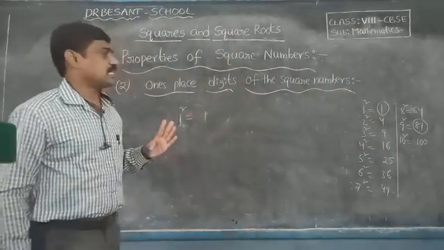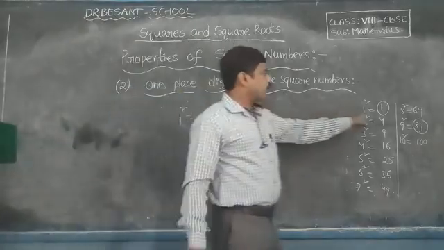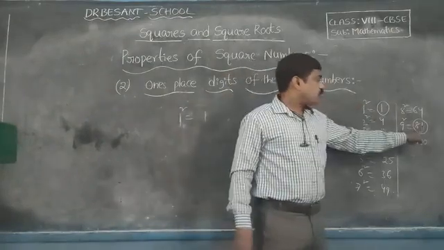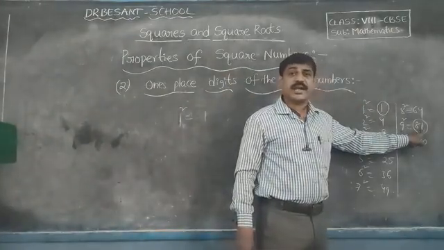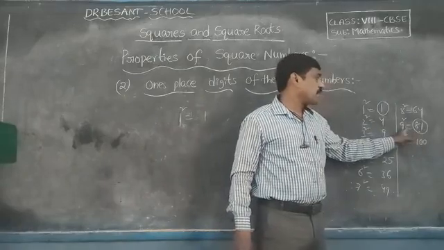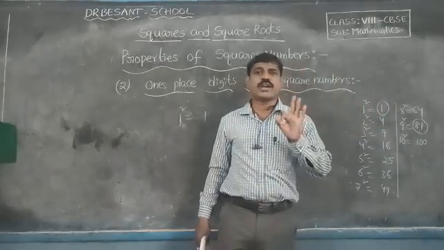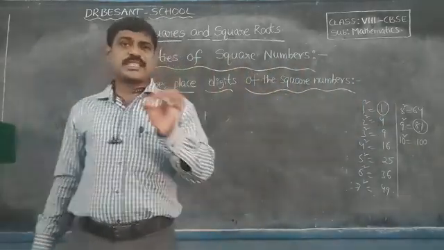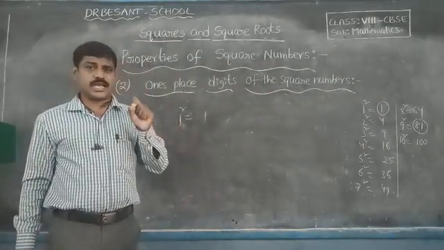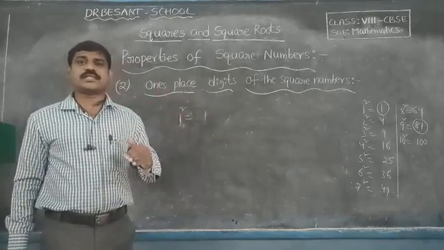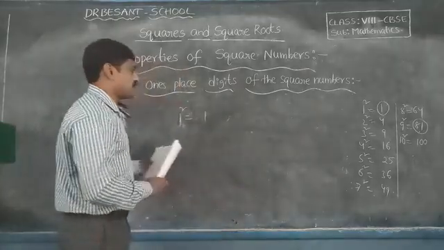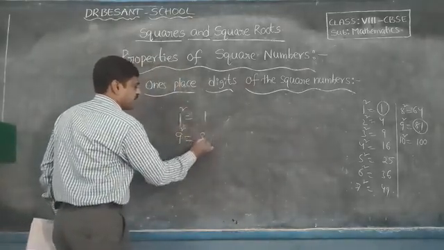No other numbers will get like this. Observe here. What is the square of the number? 1. What is the original number? 1. What is the digit in units place in the square number 81? 1 is in units place. That's why what is the original number? 9. According to the first rule, if a number is squared and the digit in units place is 1, then the original number is either 1 or 9.